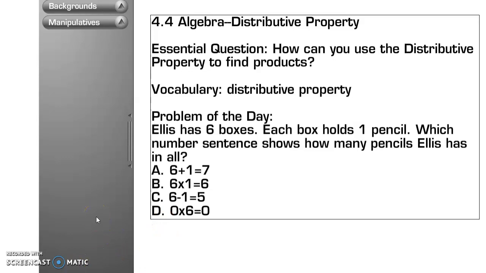So as a good test taker, I need to look through all the options. So I see 6 plus 1 equals 7. I know that's not true because I know that each box holds 1. I see B, which is 6 times 1, and that equals 6. So I know that that might be true, but as a good test taker too, I need to look through all the options. C and D don't work because 6 minus 1 equals 5. That doesn't make sense in this sentence. And then 0 times 6, well, I know that I have pencils. So it must be letter B.